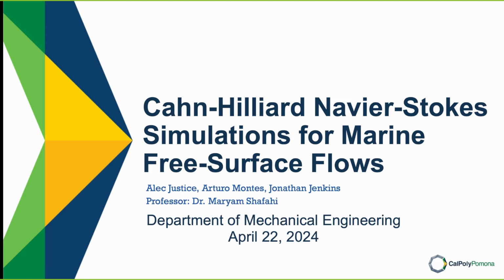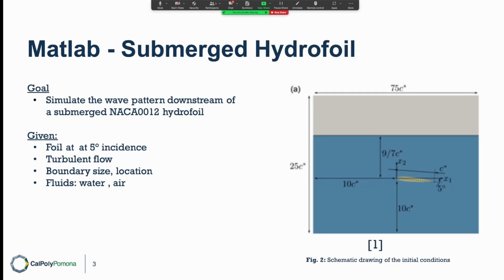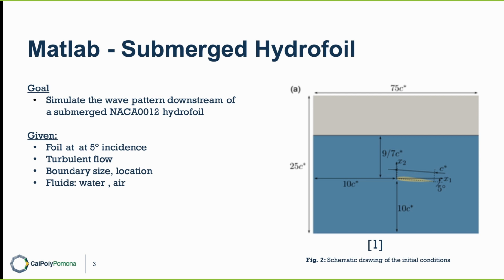So we are group 6, and this is our progress. A brief summary on our paper. The study is describing the free surface region using the Cahn-Hilliard-Navier-Stokes model, and this is used to optimize ship shapes to reduce drag. So for this experiment, we wanted to simulate a submerged hydrofoil.